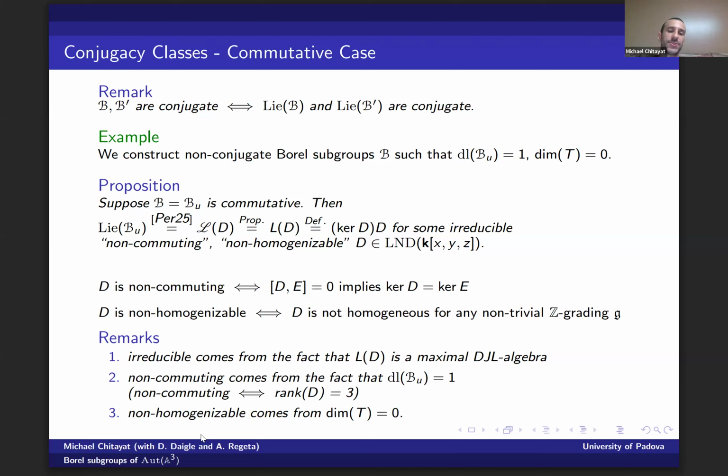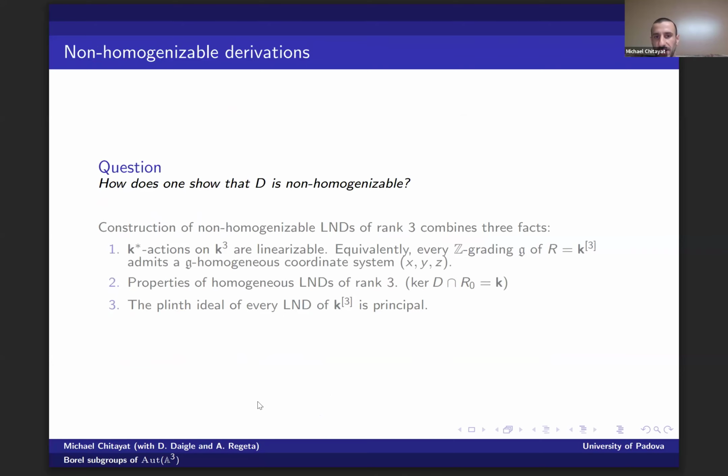And the fact that D is non-homogenizable comes from the fact that the dimension of T is 0. So basically you can't have a torus that normalizes the exponential of your derivation. Otherwise, you'd be able to build a bigger connected solvable subgroup. So those are where these conditions come from. Now, it's not so hard to check if a derivation is irreducible. It's not so hard to check if a derivation is non-commuting. How do you check that a derivation is not homogenizable?